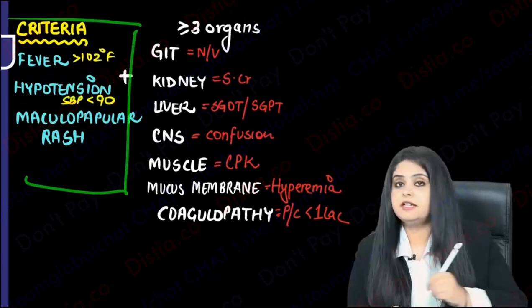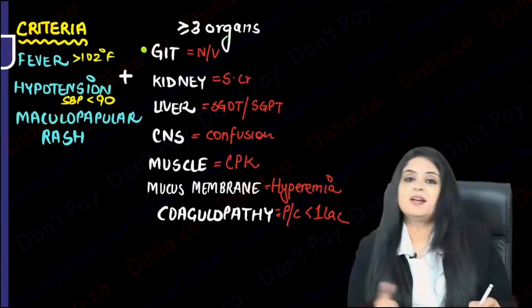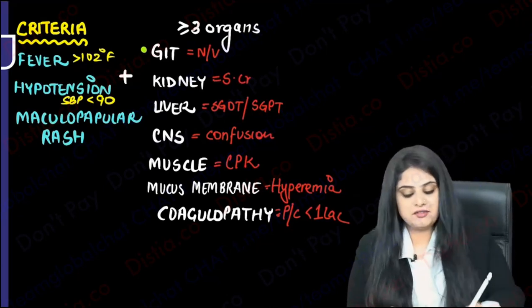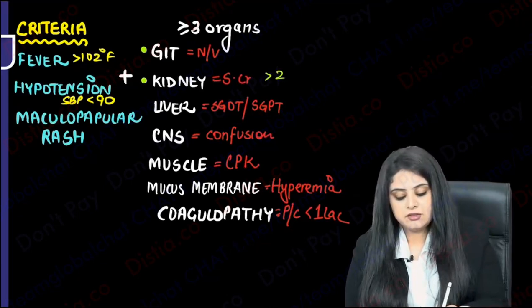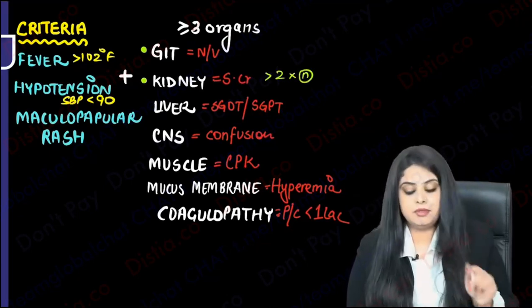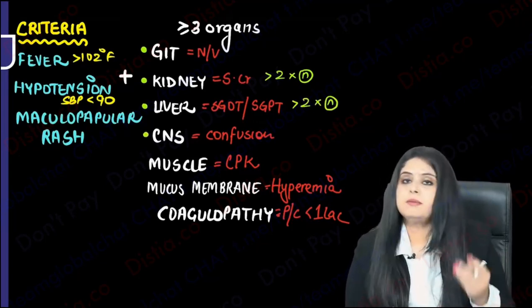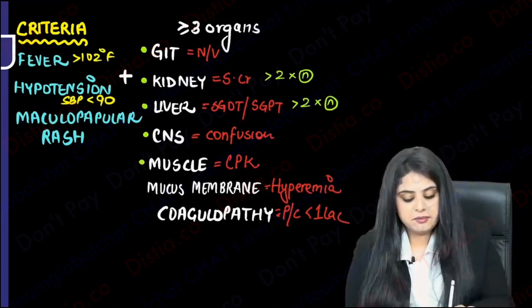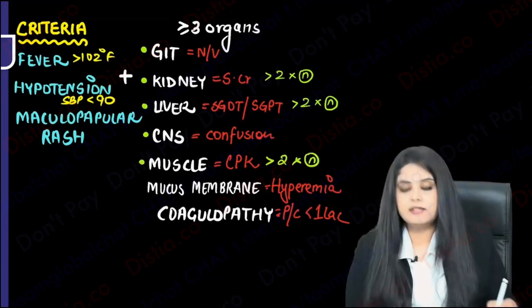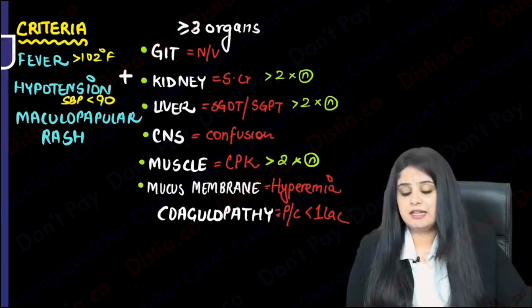This is like definitive. Plus any 3 of the following organs. तो क्या क्या है? GIT में क्या problem होगा? GIT is always our favorite, nausea, vomiting. Kidney, if you want to assess, measure the serum creatinine. If the serum creatinine is more than 2 times the normal, problem hai. Liver में best is measure SGOT, SGPT. If they are more than 2 times normal, problem hai. Central nervous system में best is if the person is disoriented, confused. Then for muscle, if the CPK levels are more than 2 times normal, again that is going to be a problem. If the mucous membranes are very, very red, that is a problem.